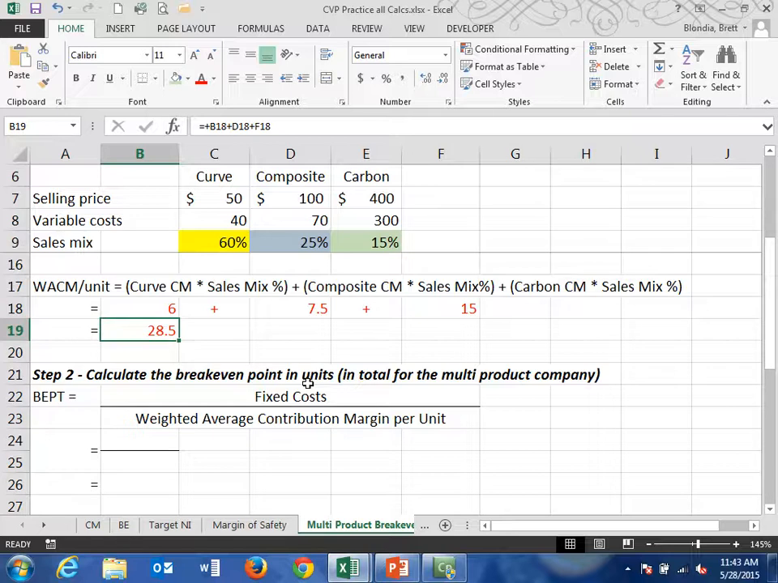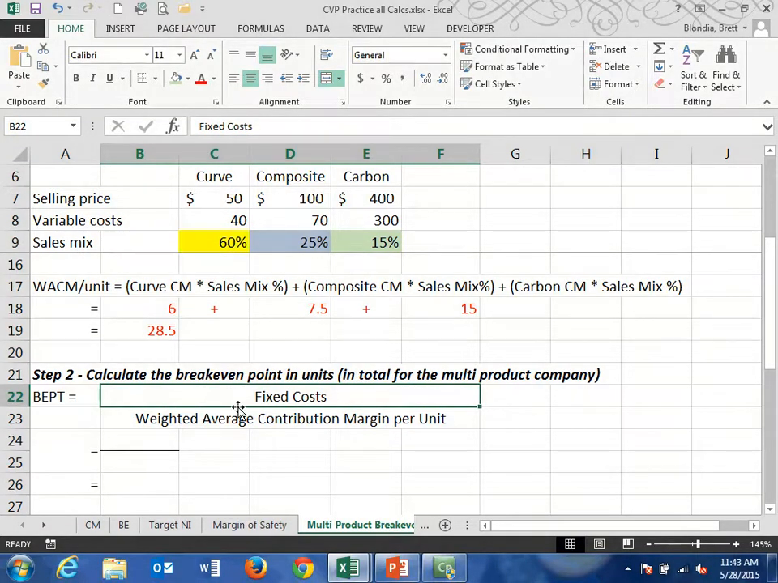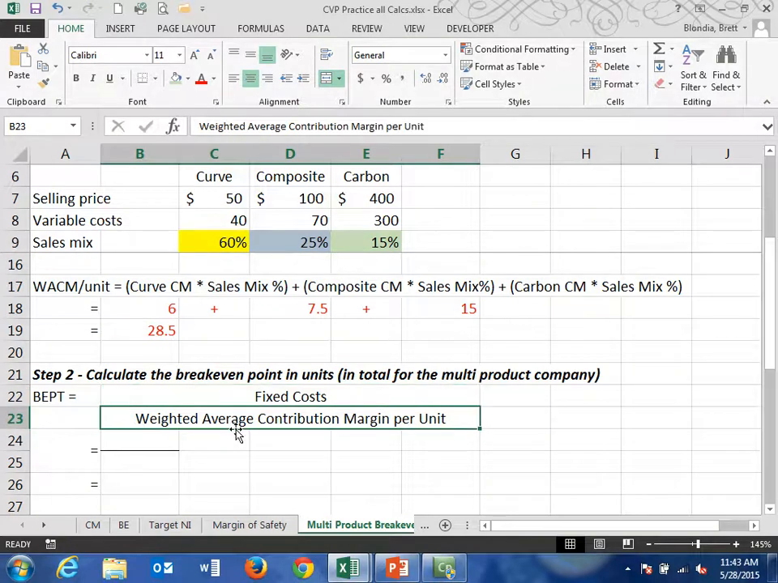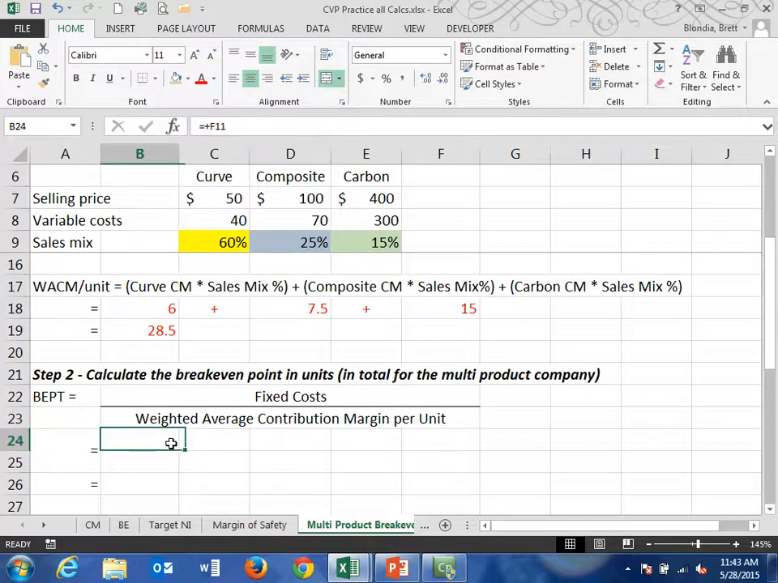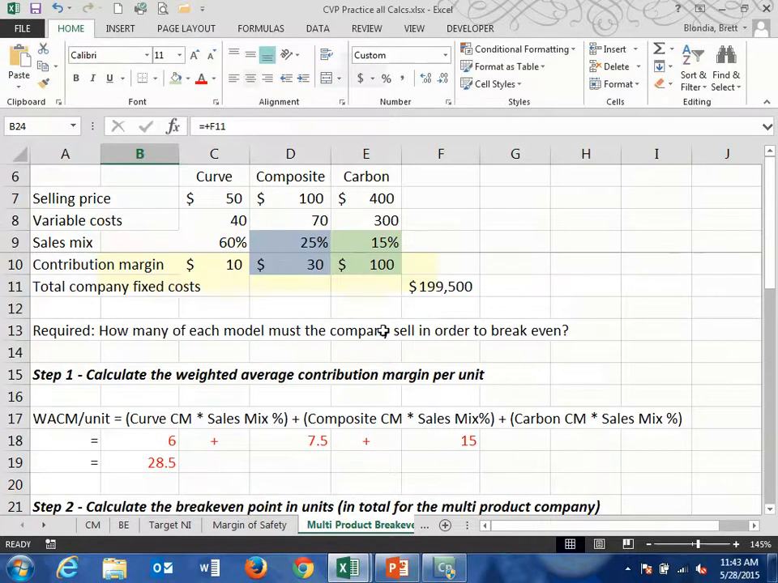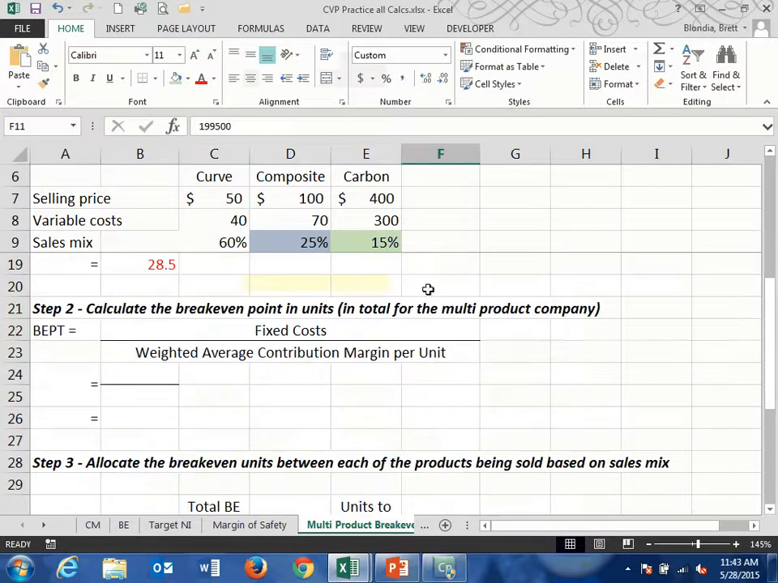So what we need to do is take our fixed cost. We're going to do the standard calculation, but instead of just dividing the fixed cost by contribution margin per unit, we're going to divide it by the weighted average contribution margin per unit. Okay? So in this case, the question said that our total fixed costs for the company were $199,500. Okay? So I take $199,500 and I divide it.